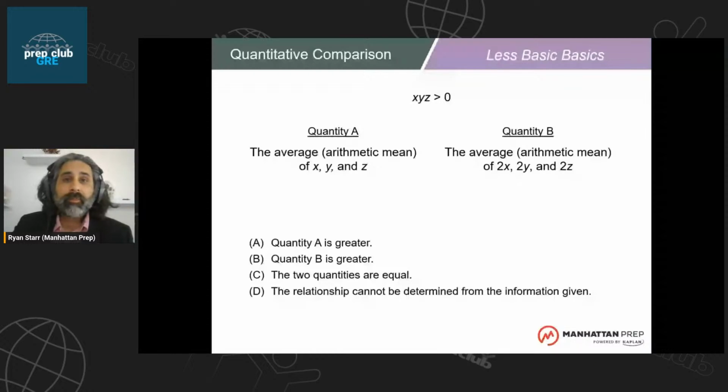Here's a case in which two things have changed. There are variables in the quantities, right? There are unknowns, which immediately means D's on the table.